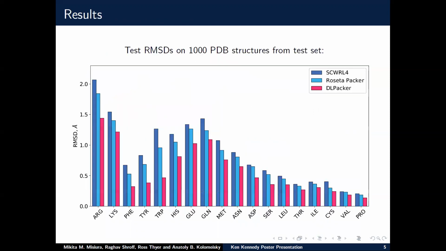As a result, our model, which we call DL Packer, significantly outperforms other available methods for packing, as illustrated on this slide. This graph shows root mean squared deviations of atom coordinates for each kind of amino acid in proteins. The lower is better here, so DL Packer outperforms other methods for each and every kind of amino acid.